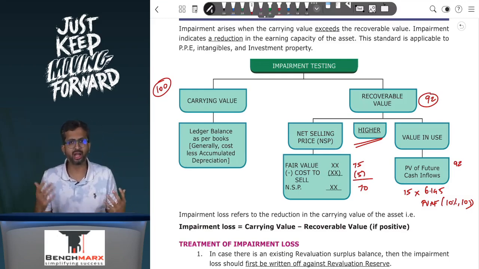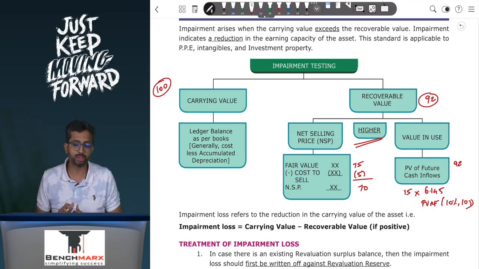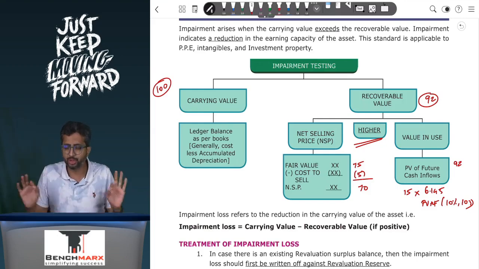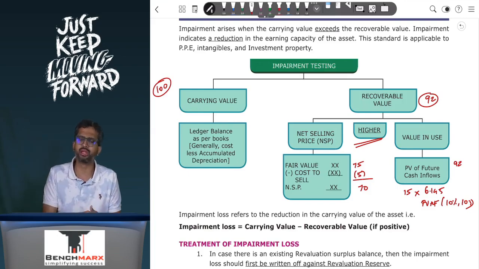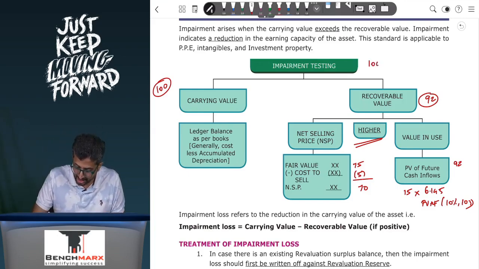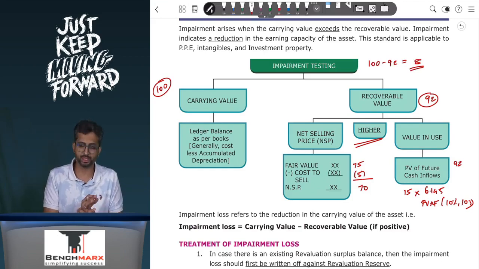A reader is entitled to believe that the asset is a resource capable of giving future economic benefits. So we will assume that if the asset is shown at 100, it can at least give me a benefit of 100. In this case, it can't give me a benefit of 100. At max, it can give me a benefit of 92 rupees. And as a result, I can say 100 minus 92, which is equal to 8 rupees, which will be treated as my impairment. And where will the impairment go? It will be taken to the profit and loss account.